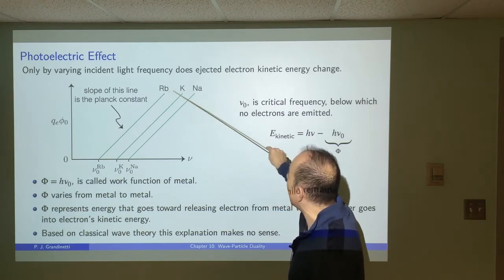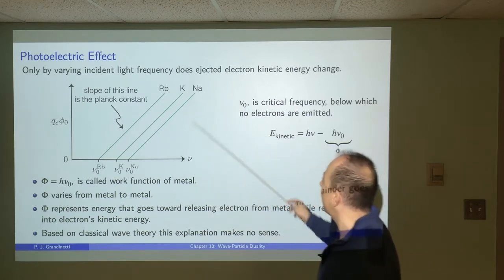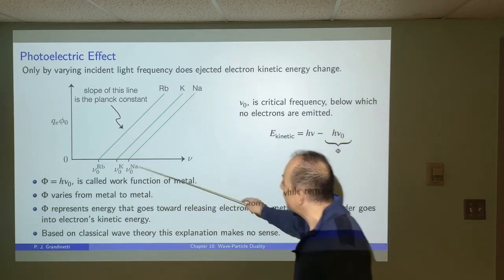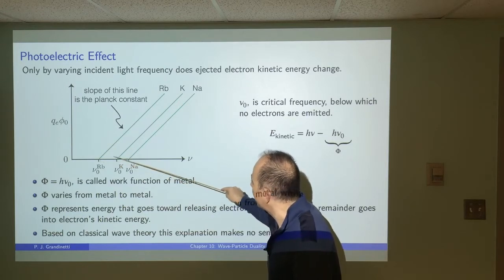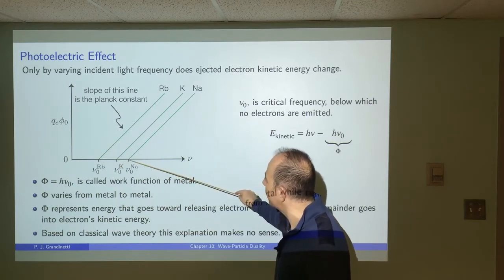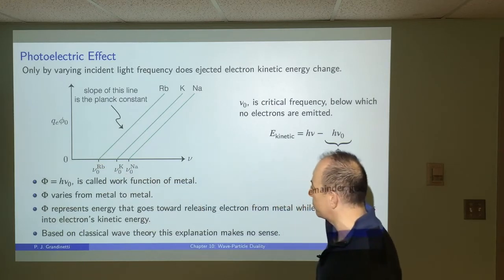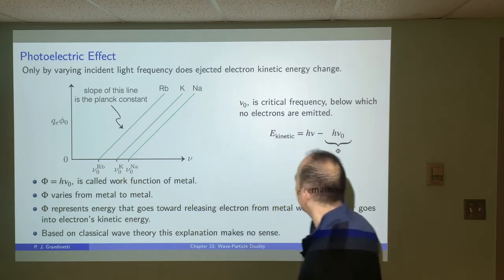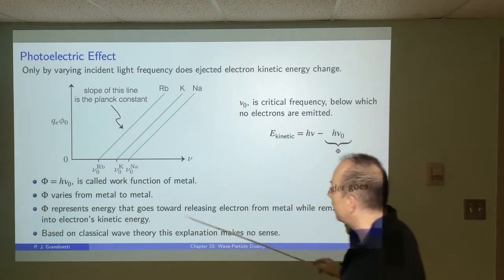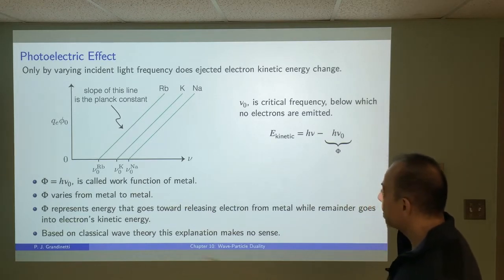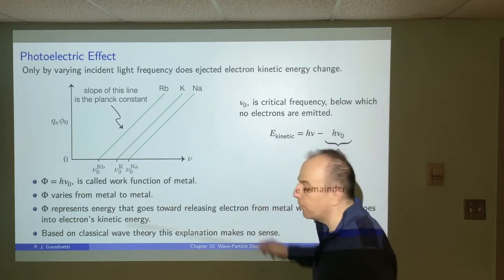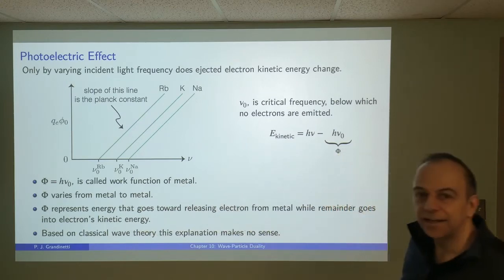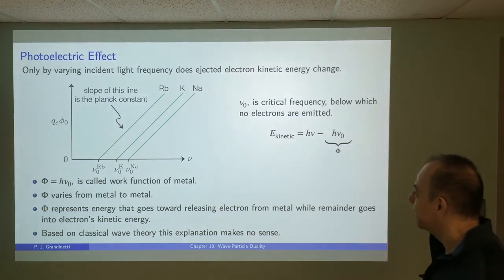This is the slope of the line, and it actually depends upon the metals that are in the cathode. So for rubidium, potassium, sodium, these are what these curves look like. And so there are particular frequencies where if you go below those frequencies, then the stopping voltage goes to zero. So this critical frequency, below which no electrons are emitted, is what's called the work function of the metal. Once you exceed this critical frequency, then you start liberating electrons from the metal. But below that frequency, the electrons are not liberated by the light shining on them.